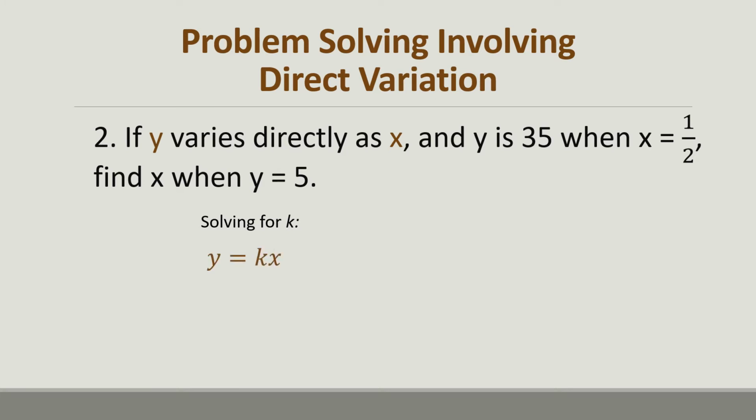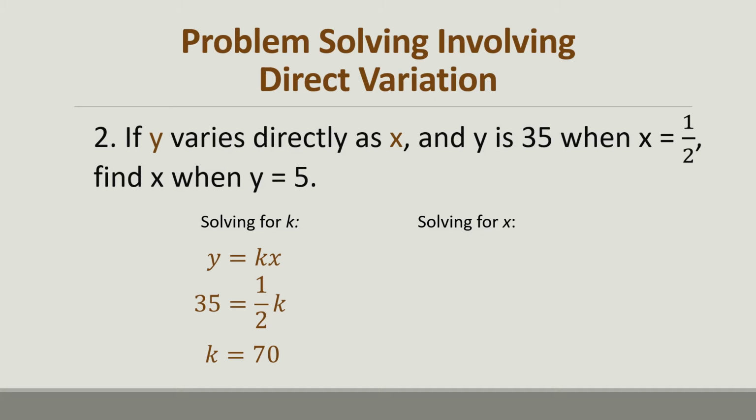So we rewrite the equation. We have y equals k times x, and we substitute the values given in the second clause. So we have y is 35 and x is equal to 1/2. Okay, so from here, remember that we have to divide both sides by 1/2. So 35 divided by 1/2, or you can also multiply both sides of the equation with 2. So 35 times 2, that will give us 70 for k.